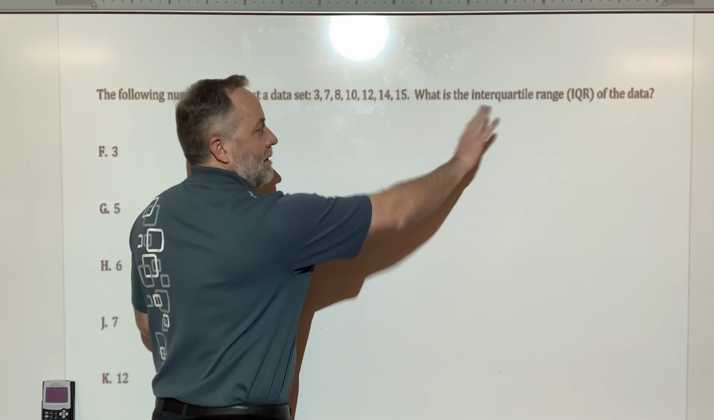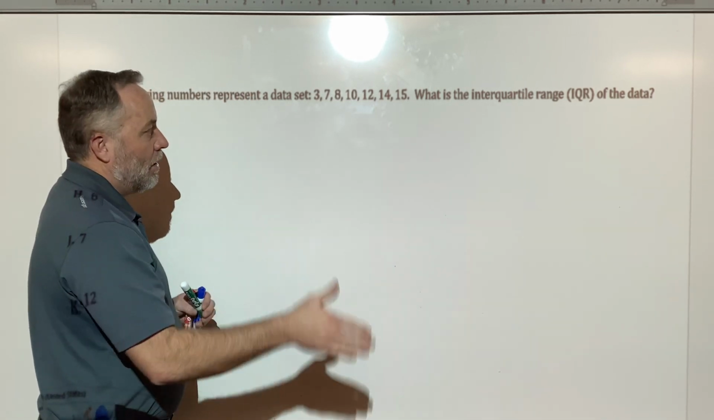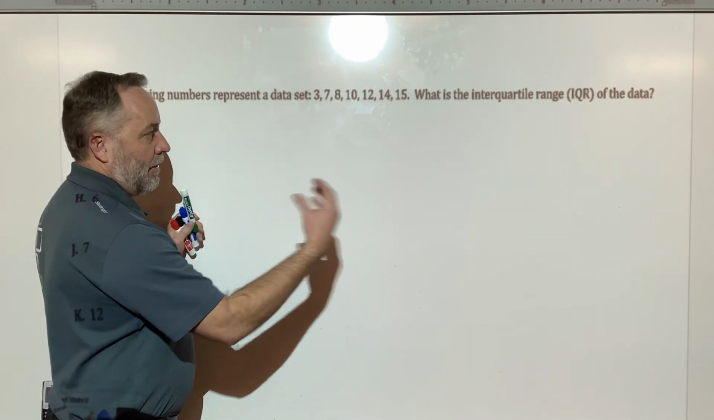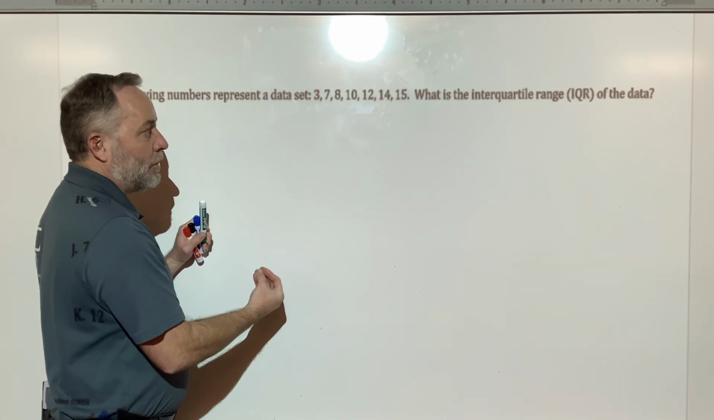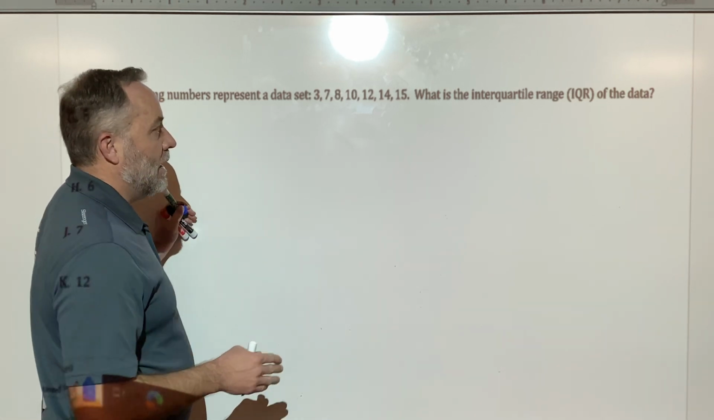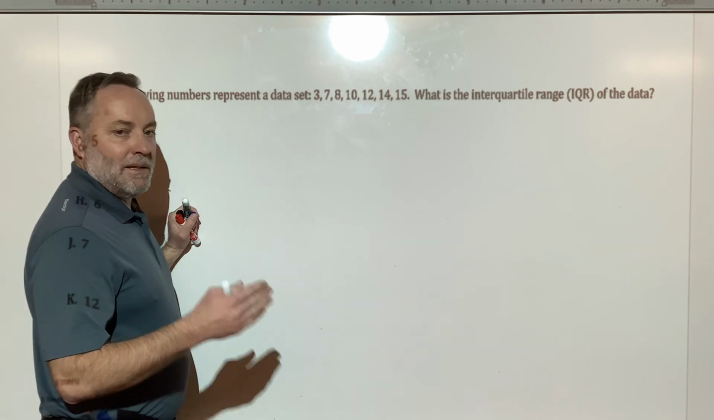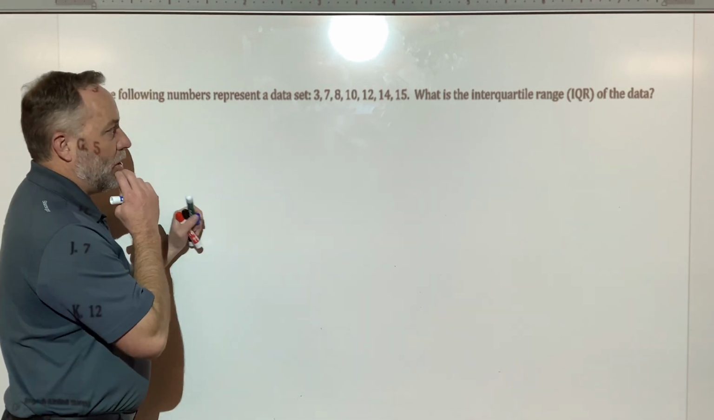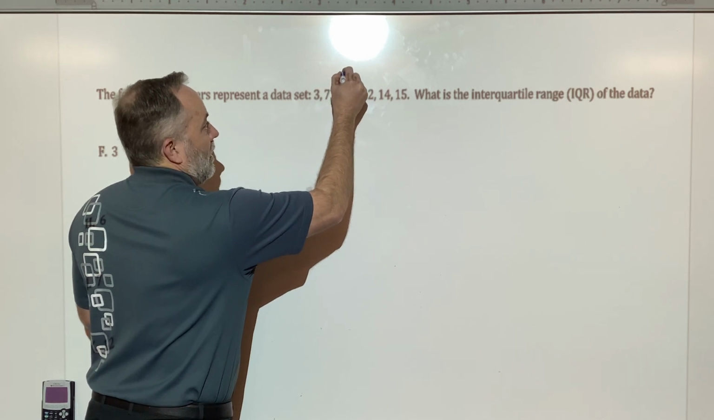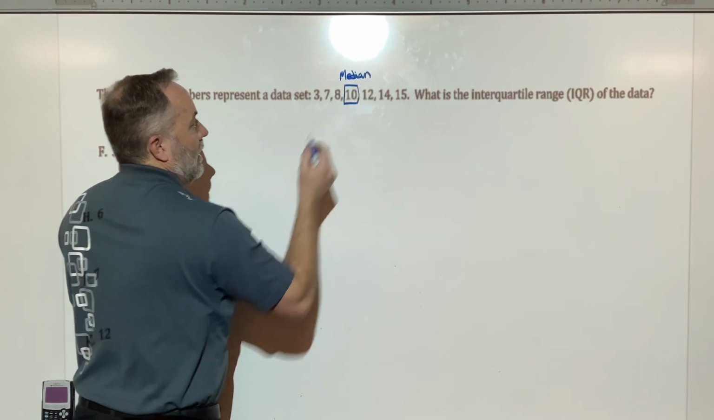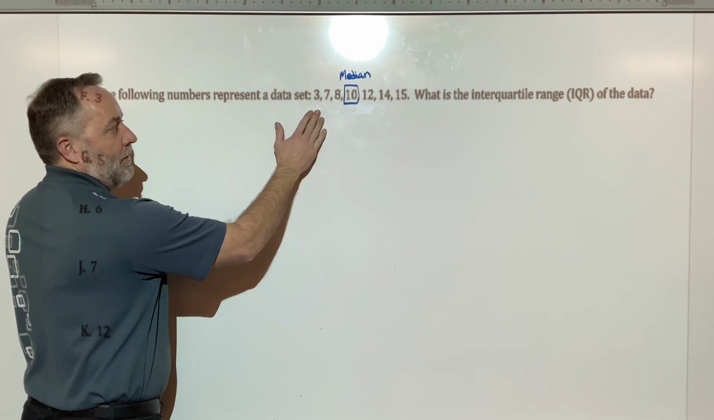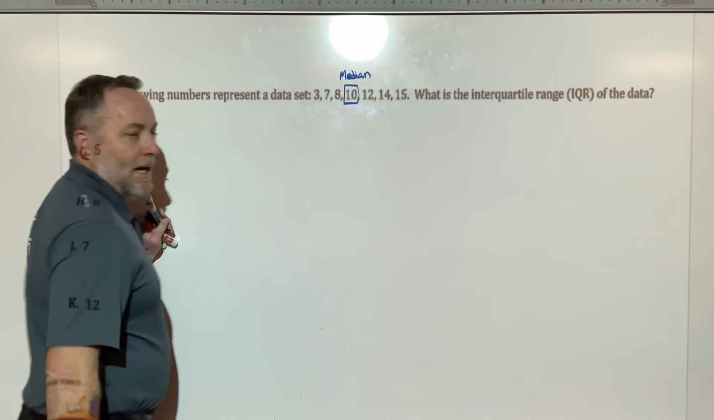So our goal is to split this data up into quarters. And the interquartile range is going to be the difference between the third quartile separation and the first quartile separation. So the first thing you want to do is to find the median of the data set. And the median of the data set is the middle number when they're arranged from least to greatest. So if we look at this, 10 is the median of the data set. And what that does is it splits the data in half. There's 3 numbers left of 10, and there's 3 numbers to the right of 10.